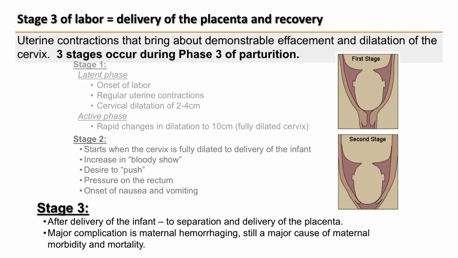Stage 3 is the final delivery of the infant, which also includes separation and delivery of the placenta. Recognize here that due to the delivery of the placenta, the major complication is maternal hemorrhaging, and in this country and many others, hemorrhaging during childbirth is still a major cause of maternal morbidity and mortality.